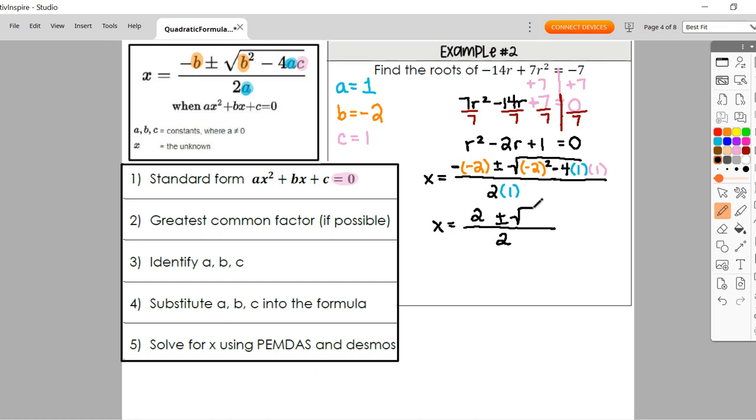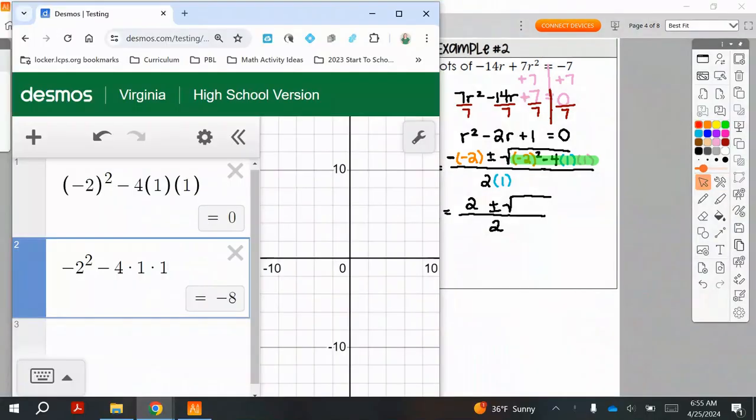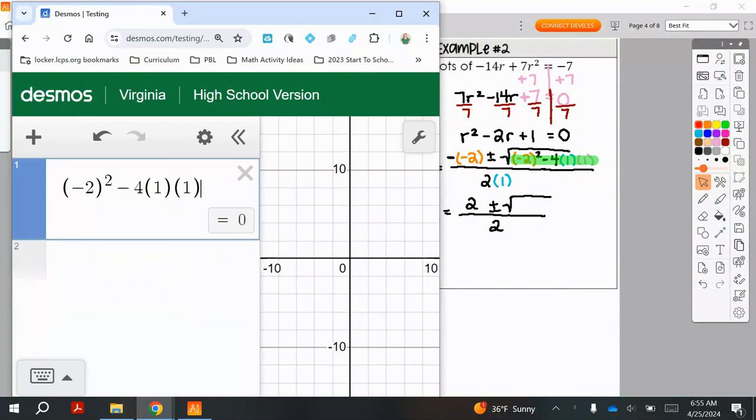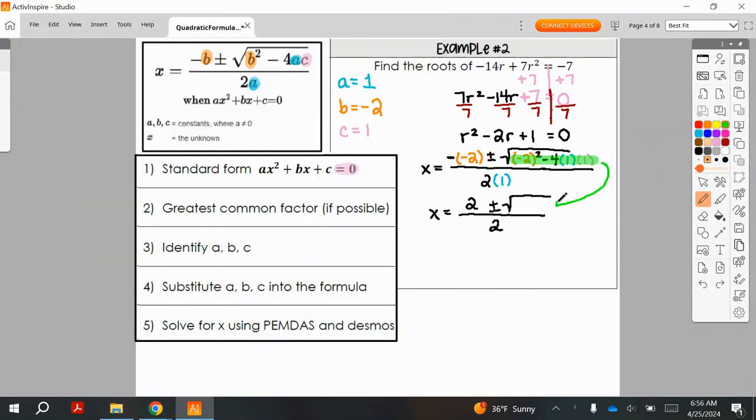And remember that I'm going to put everything under my radical into Desmos. Let's do that now. When I type that in Desmos correctly in parentheses, I get 0. Notice that in line 2 on Desmos, I typed it in without my parentheses at all. Notice that I get the wrong answer. So that's always showing you need to put parentheses when you're substituting in, or else you're going to get the wrong number under your radical. So my correct number under the radical is going to be 0 here. We then take the square root of 0, which is just going to be 0.